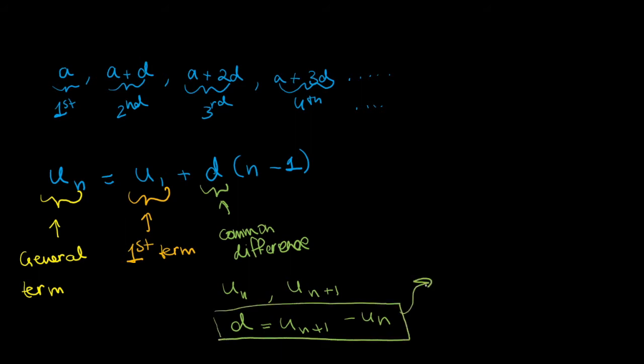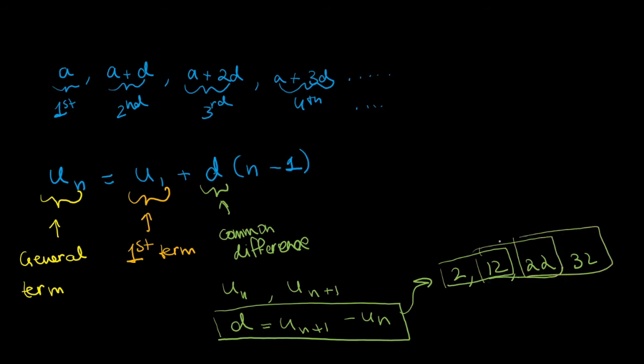Let's look at an example. Suppose we have 2, 12, 22, and 32. If we have to find the common difference in this sequence, all we have to do is pick two numbers. Suppose I take 12 and 22. All I have to do is subtract 12 from 22, and my common difference will be 10.